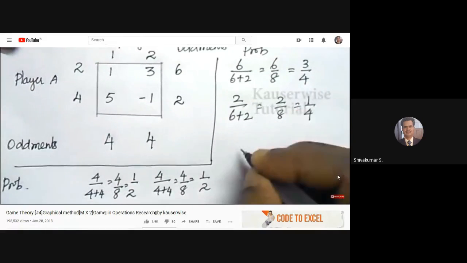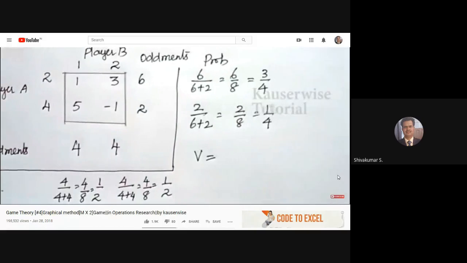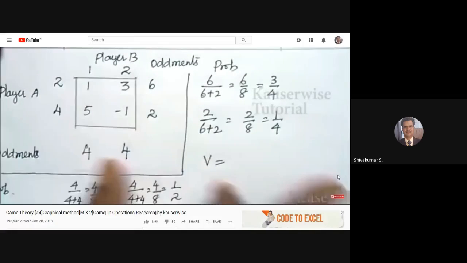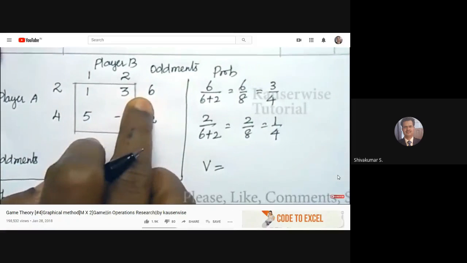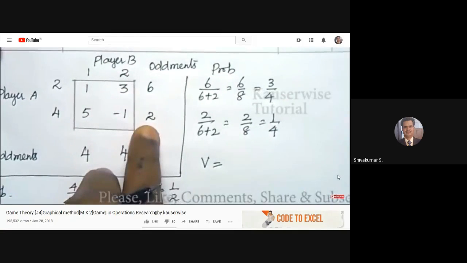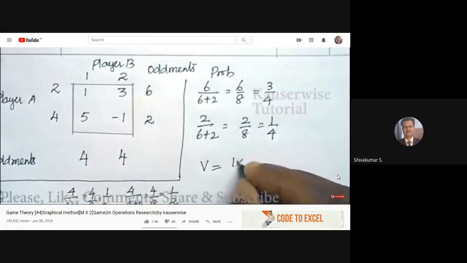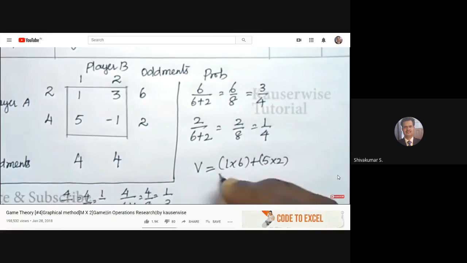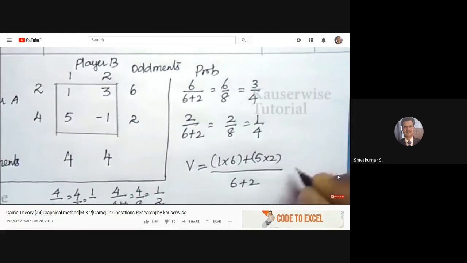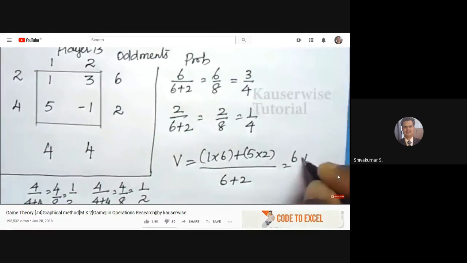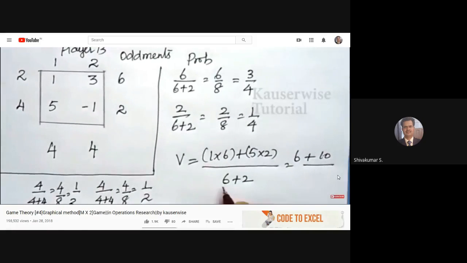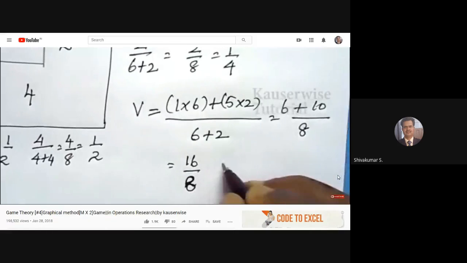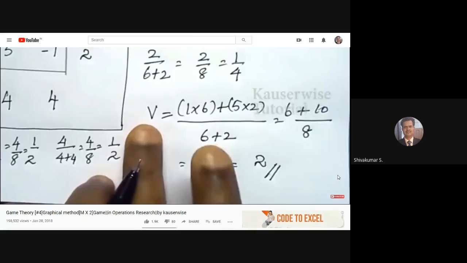Now you can find the value of the game. In order to find the value of the game, I'm going to take the first column values as the base. See the calculation. 1 into 6 plus 5 into 2 divided by 6 plus 2 is equal to 6 plus 10 divided by 8. The answer is 16 by 8 is equal to 2. The value of the game is 2.